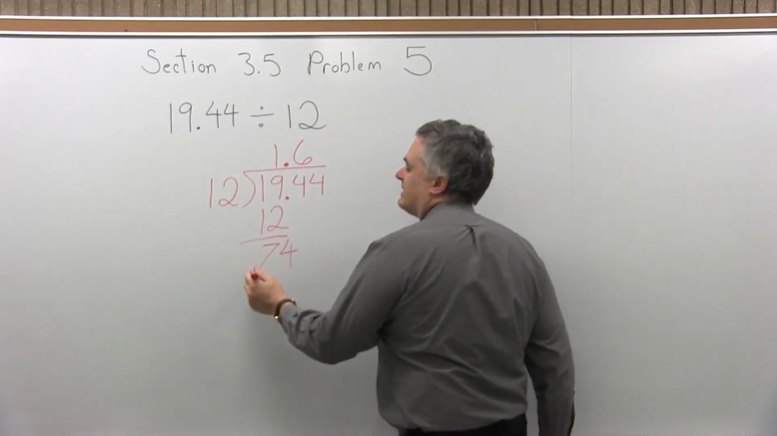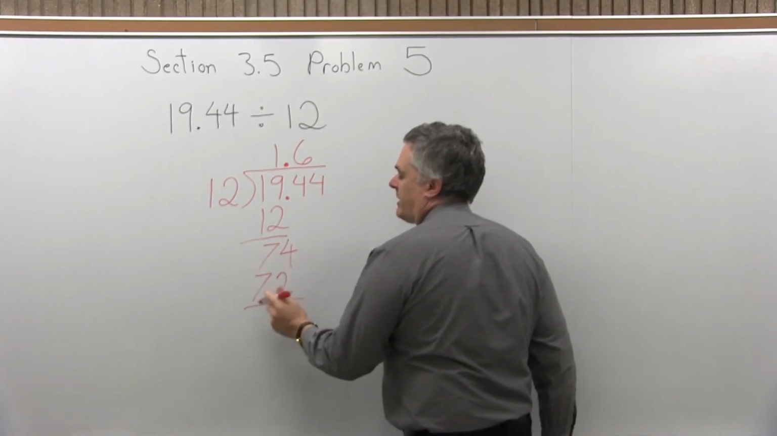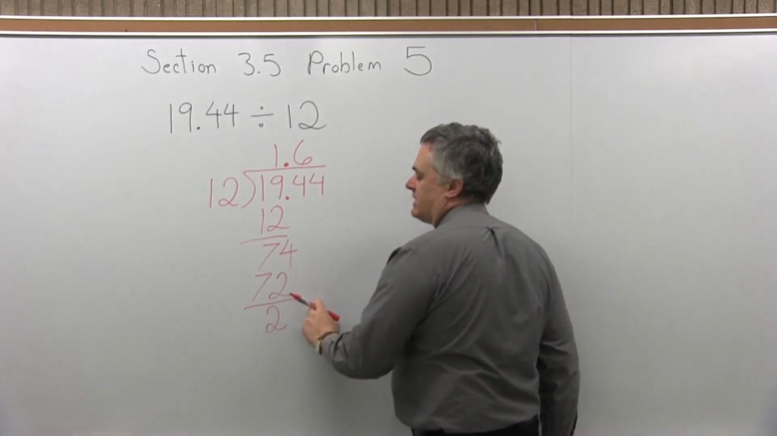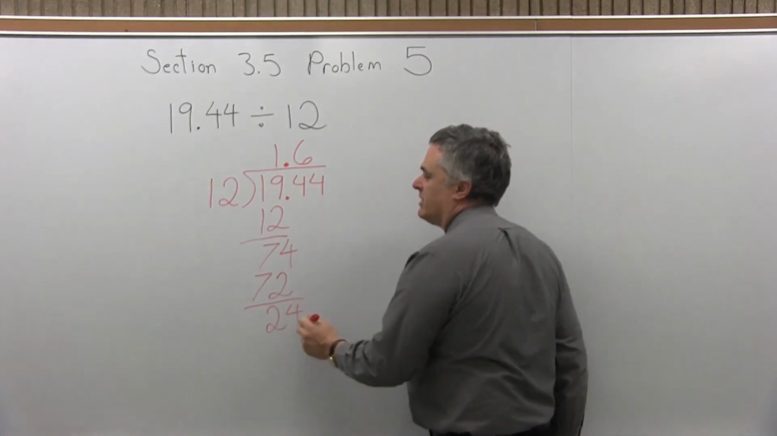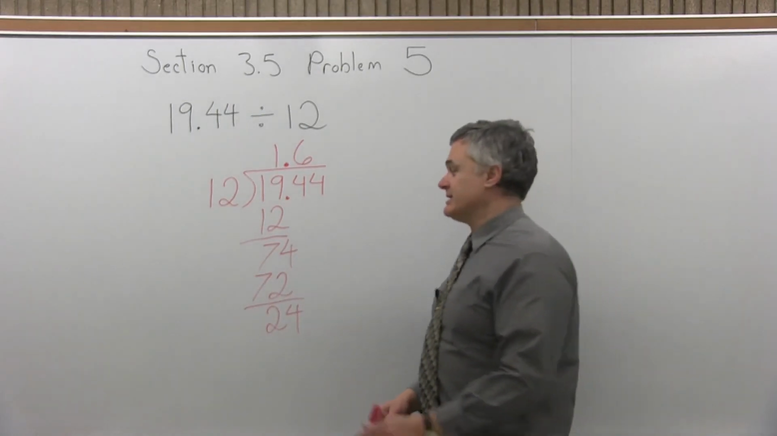6 times 12 is 72. And now we subtract: 74 minus 72 is 2. The next digit over is another 4. So again, that comes down next to the 2 that we just got. And we'll divide 12 into 24. 12 fits in twice exactly.